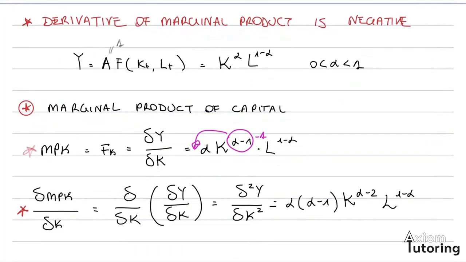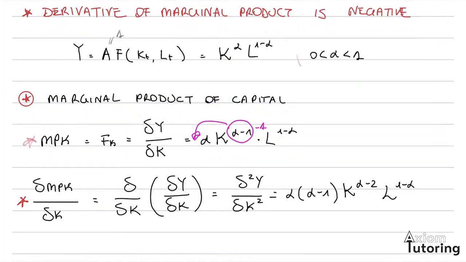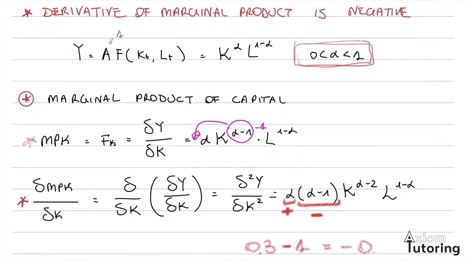So let's look into this. We know that alpha is between 0 and 1. What does it mean? Well, it means that this first factor, alpha, is going to be positive, and there is nothing wrong with that. However, alpha minus 1 is going to be negative. Why? Because if alpha, for example, is 0.3, if we subtract 1, we would get minus 0.7, which is a negative number.